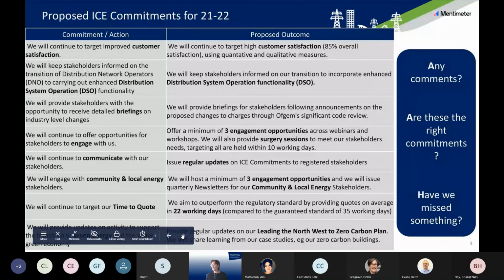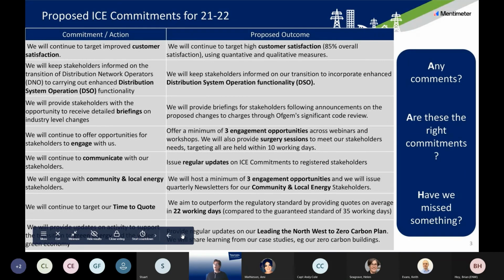Ensuring we maintain high customer satisfaction, that goes without saying, that's going to continue. The keeping you informed about distribution system operation, which Keith was describing earlier, that's an ongoing programme of work and an evolution of us as a business. So that again will continue into next year, and we'll make sure that we're keeping everybody updated on how that's going and what it means to you.